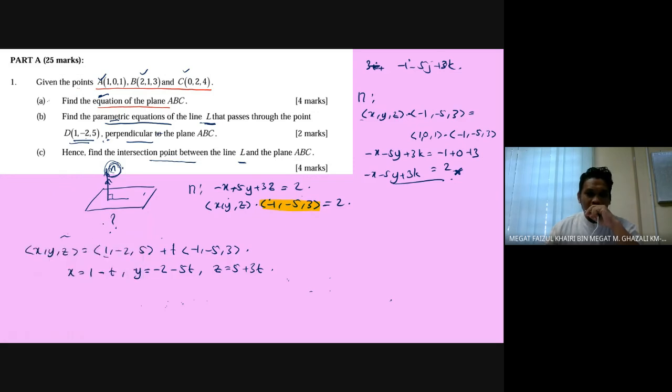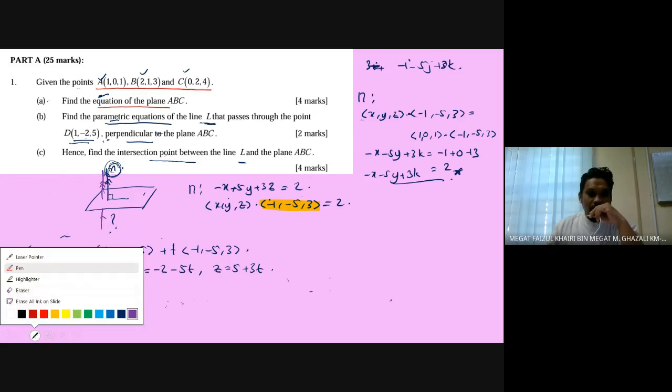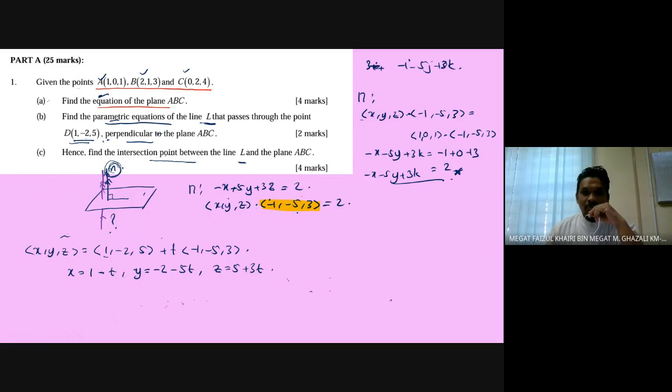The intersection point between the line and the plane: the line L, from down here, passes through the plane. And this line L, as I mentioned just now, is parallel to the vector n. So now, to find the intersection point, let's use x, y, and z and substitute into x, y, and z.